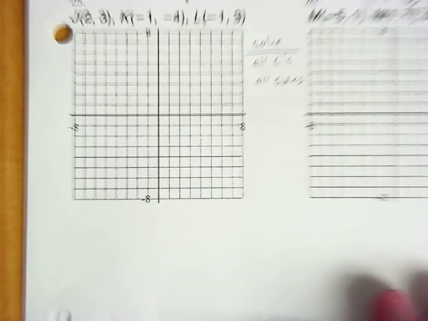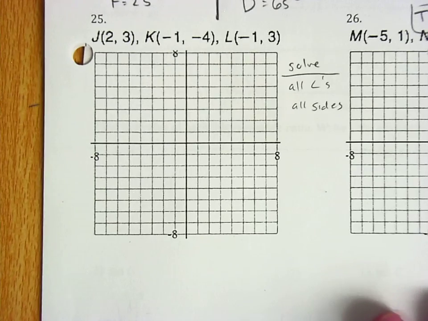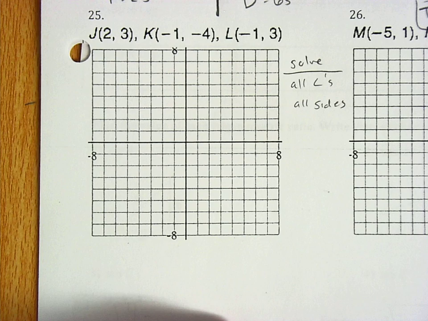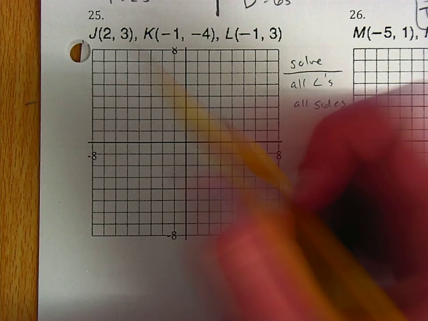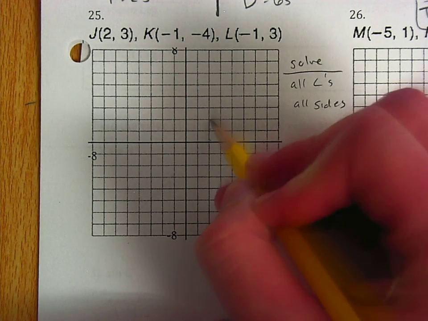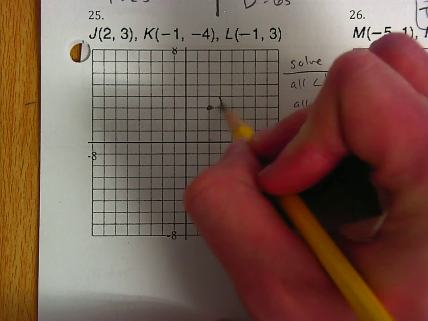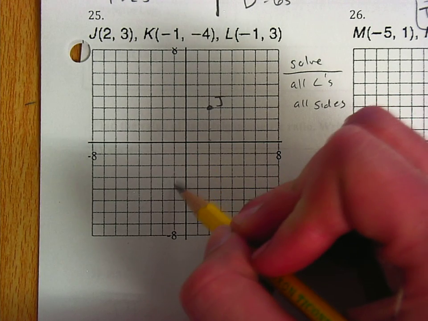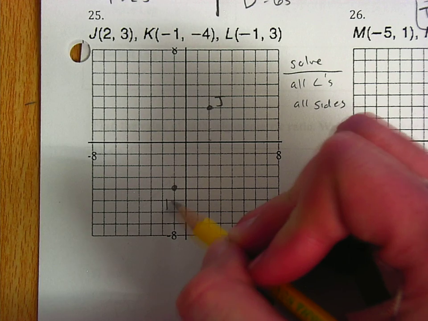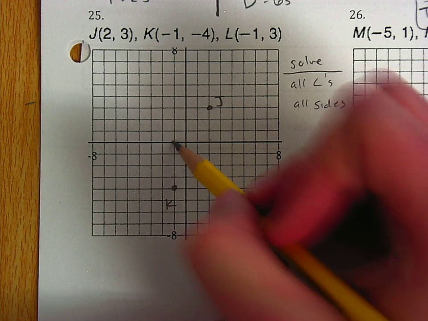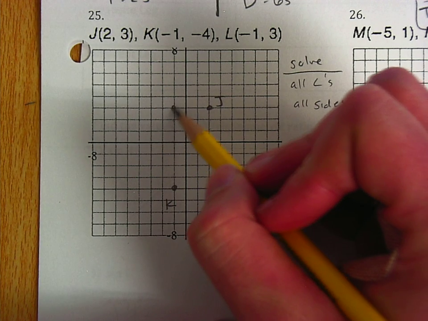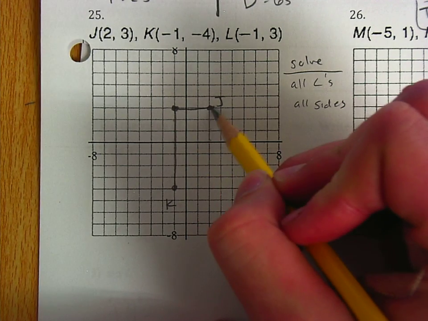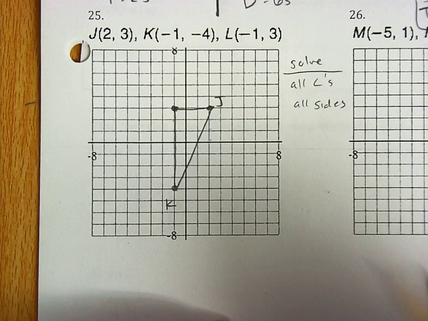So the weird thing about this problem is that they don't give us the triangle yet, they just give us these coordinates. So for instance, J is 1, 2, 3. Here's J. K is negative 1, 1, 2, 3, 4. There's K. And L is negative 1, 1, 2, 3. So we have this right triangle still, but it's on a graph instead.